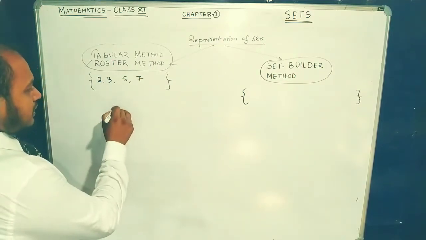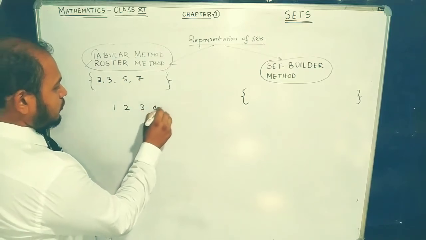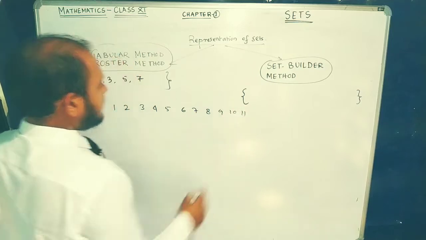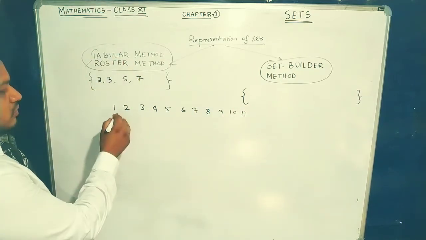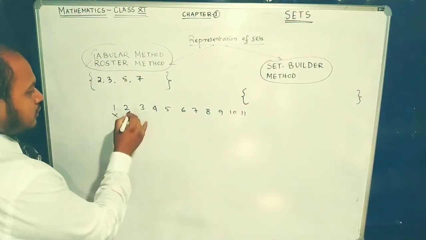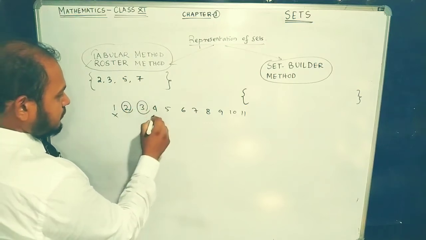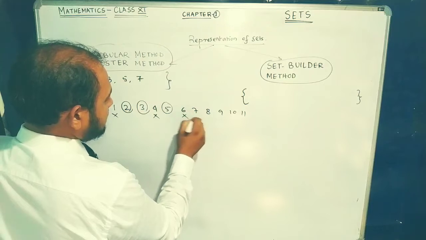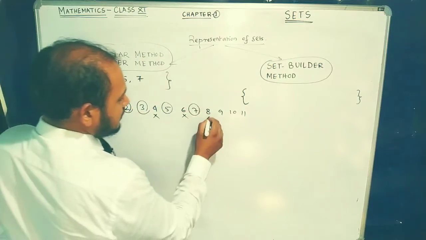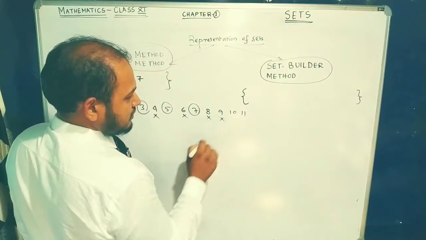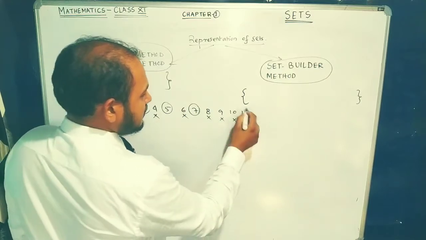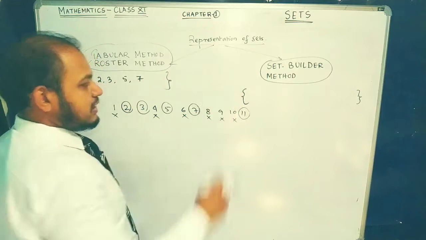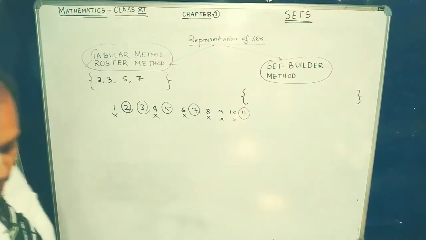See, if you look at the number line 1, 2, 3, 4, 5, 6, 7, 8, 9, 10, 11. What are the prime numbers? 1 is not a prime number. You already know that. 2 is a prime number. 3 is a prime number. 4 is not a prime number. 5 is a prime number, 6 is not a prime number, 7 is a prime number, 8 is not a prime number, 9 is not a prime number, 10 is not a prime number, then 11 is a prime number. So we are seeing that 2, 3, 5, 7 and 11 are nothing but prime numbers.